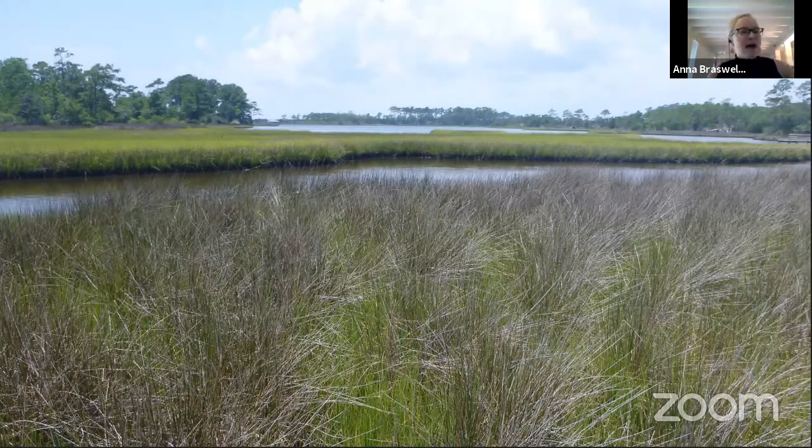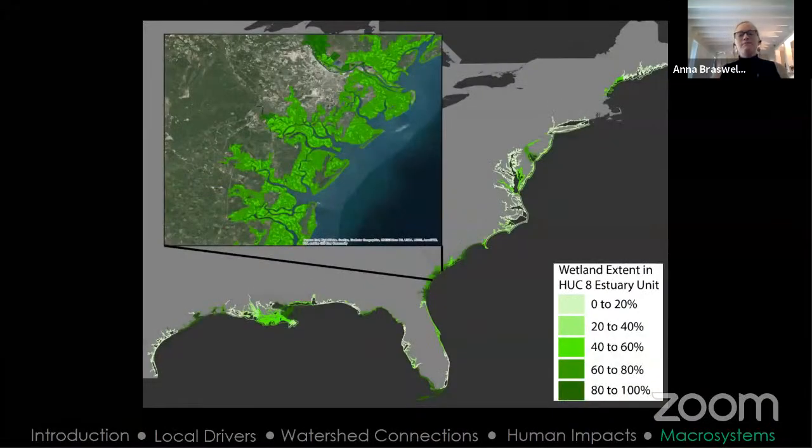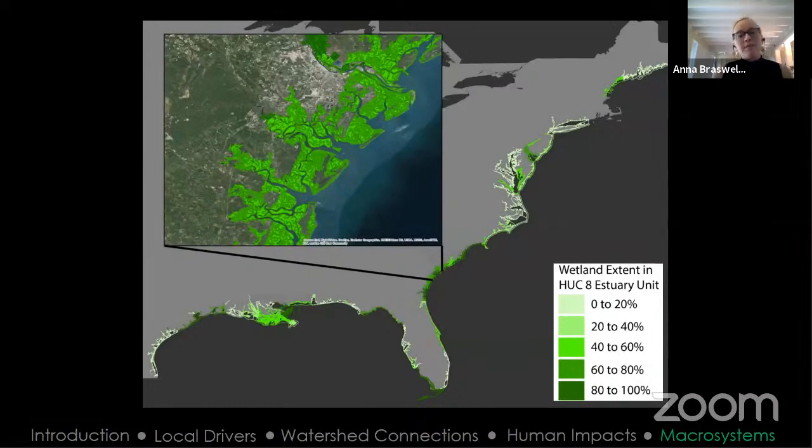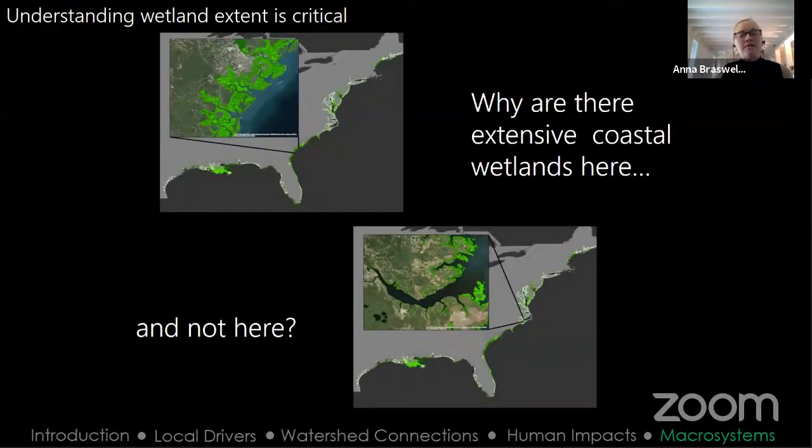So I promised you a lot of macro system talk. So this final bit, which I'm going to try to go through pretty quickly, is how we can fit it all into a macro scale framework. So we know across our coasts, there are big differences in the wetland patterns that we see, with some places like coastal Georgia having extensive wetlands, and some places like the Neuse River and the Albemarle-Pamlico estuary having fringing wetlands. So what is driving these patterns? Why do we see extensive wetlands in some places and not others? And this is critical, because if we can identify their drivers, we can identify how the drivers are changing over time and how they might change into the future, affecting wetland persistence into the future.